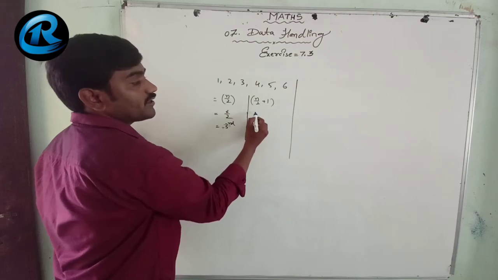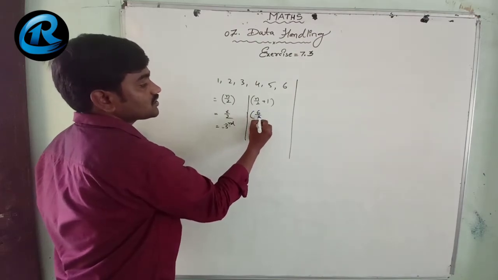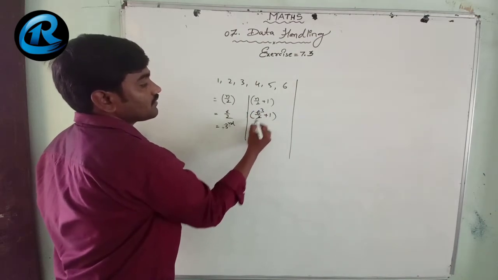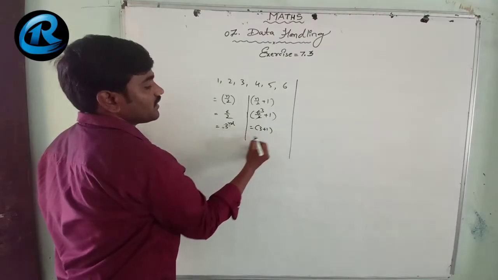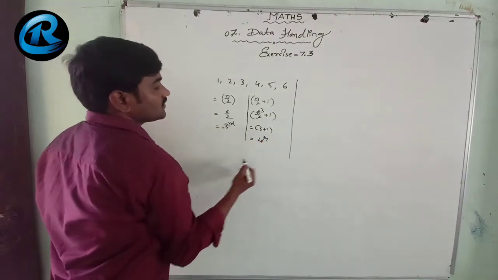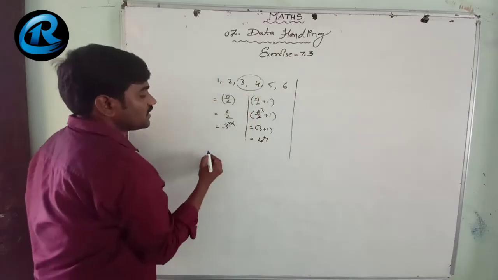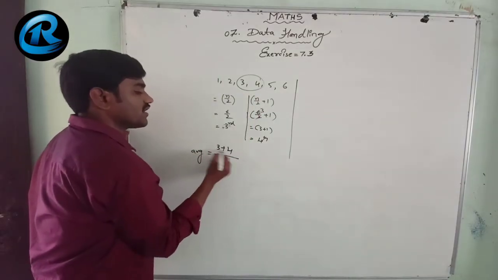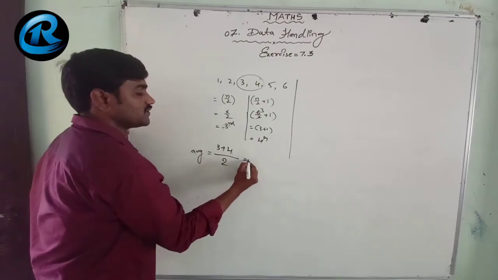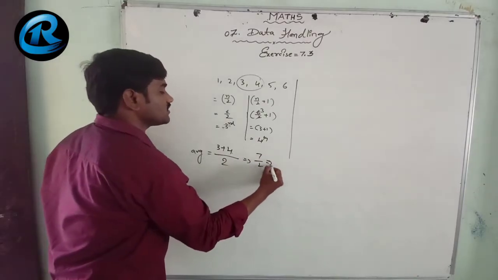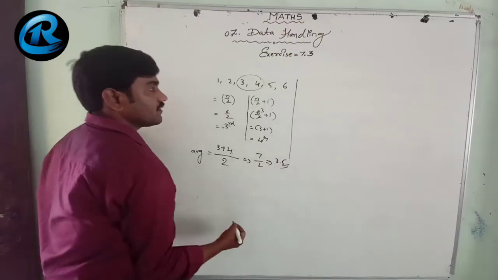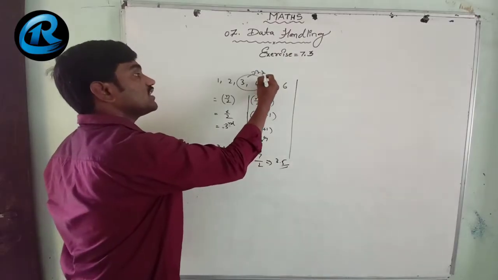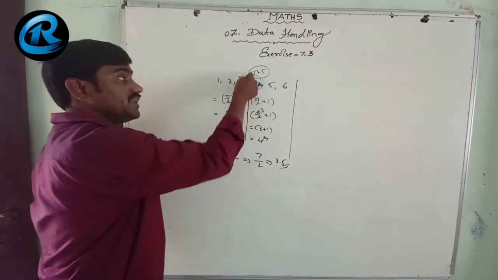And n by 2 plus 1, that is 6 by 2 plus 1, that equals 3 plus 1, the fourth observation. The third and fourth observations are these. The average of third and fourth: sum of the observations divided by the number of observations, 2. That is 7 by 2, which is 3.5. 3.5 is not in the given data, but the median is 3.5.